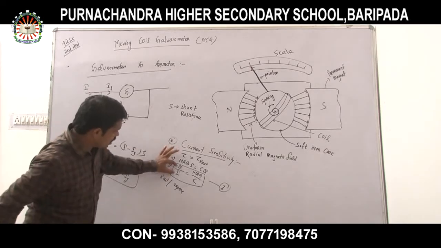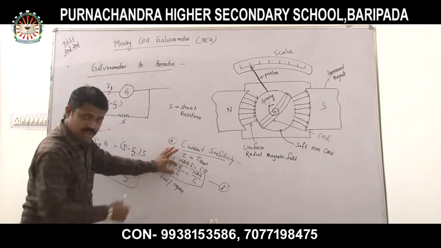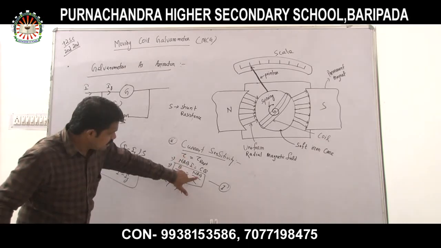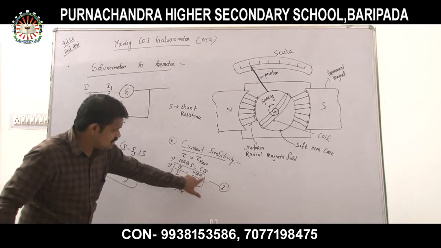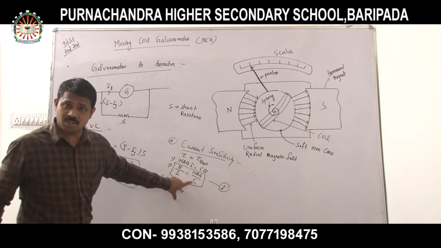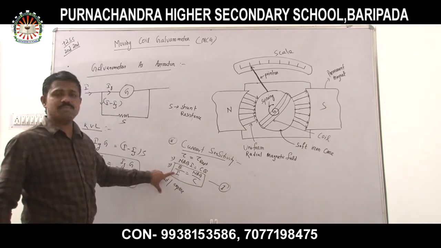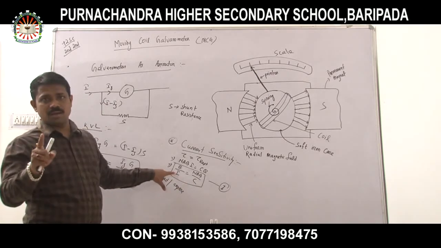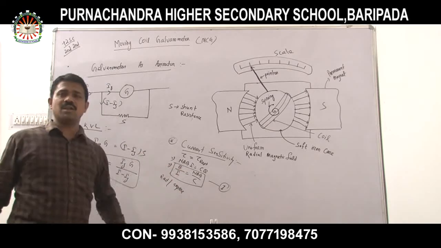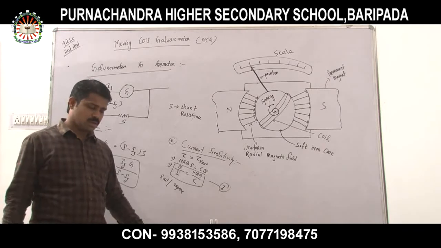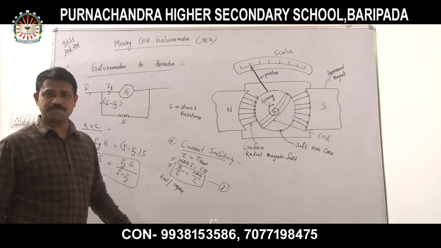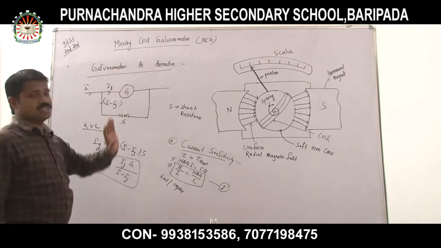Now how will we increase the current sensitivity? You can visualize from here. By increasing the number of turns, by increasing the area of the coil, by increasing the magnetic field. Whereas by decreasing the couple per unit twist, we will get maximum current sensitivity. Clear? Because it is inversely related. All these three are directly related and this is inversely related. Understood all of you? So this is your current sensitivity when the galvanometer is used as an ammeter.